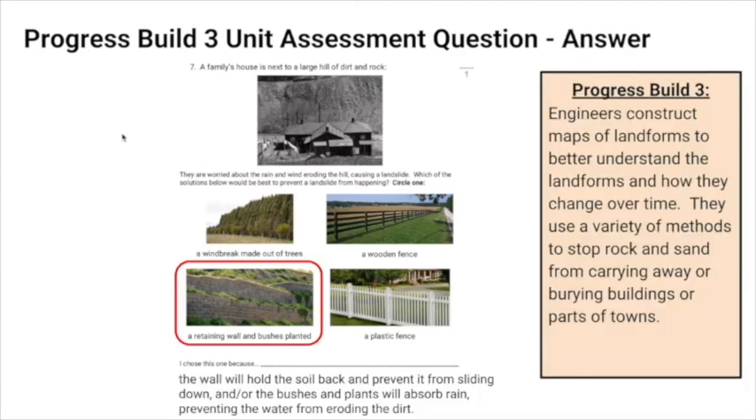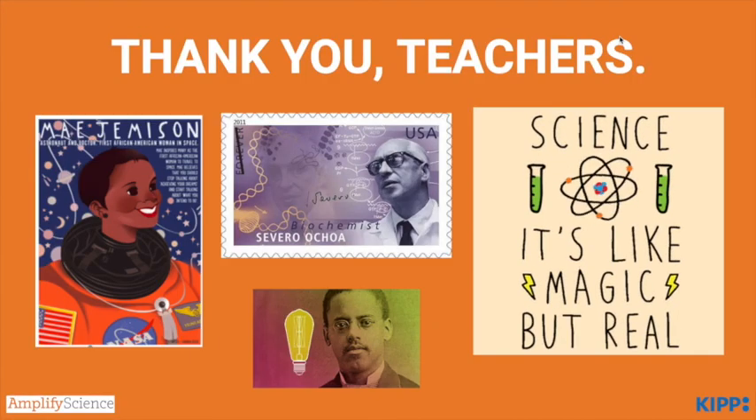You should have marked the retaining wall with bushes planted. The reason why is the wall will hold the soil back and prevent it from sliding down, and the bushes and plants will also absorb rain, preventing the water from eroding the dirt. A fence would not hold back dirt. Dirt would just slip right through the fence. Same for a plastic fence or a wooden fence. And a windbreak made of trees, the trees would just be knocked down by a landslide, not able to hold back the dirt.